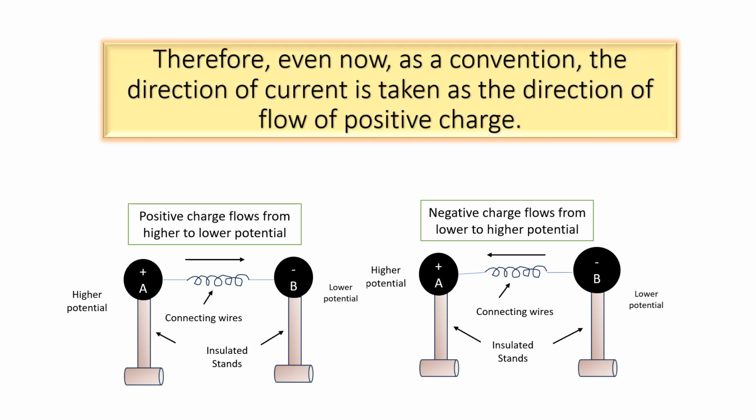So then onwards, even now as a convention, the direction of current is taken as the direction of flow of positive charge. So this is the direction of flow of positive charge, A to B, higher potential to lower potential. So even now, although we know that electrons are actually those particles which help in the flow of current, protons do not move from their position, but still it is universally agreed as a convention that we will take the direction of current from higher potential to lower potential, from plus to minus.